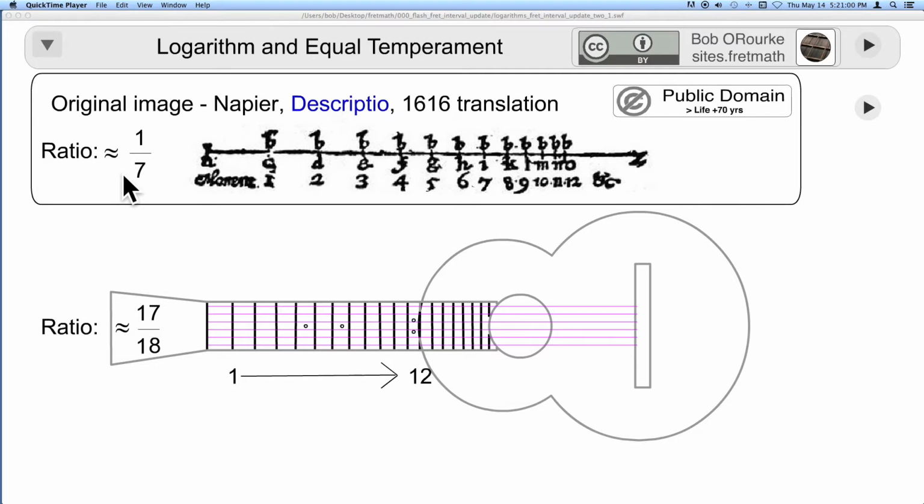All right, you can see the logarithmic nature of the fretboard by comparing it to the original imagery from Napier's Descriptio, his first discussion of logarithms. It has changed since then, but the original description shows the connection. The fret spacing gets narrower and narrower as you approach the other end of the string in a ratio of about 17/18. That squiggly equal sign means about or approximately.